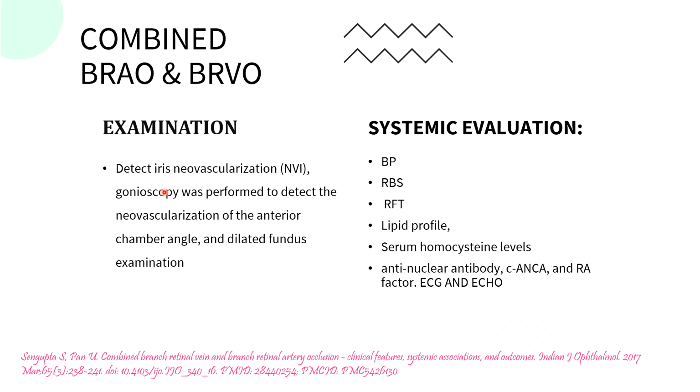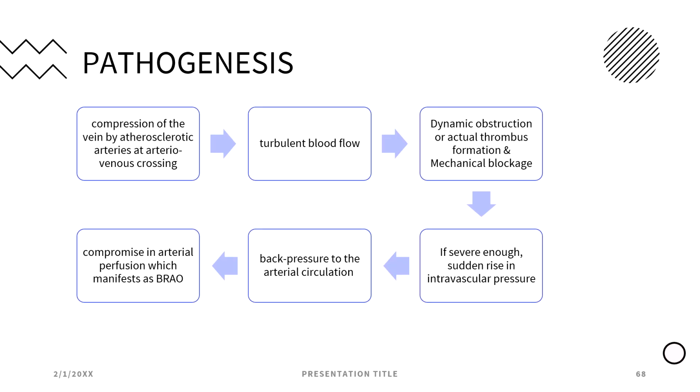First of all, we have to examine for neovascularization. Gonioscopy is performed to detect neovascularization of the anterior chamber, along with a dilated fundal examination. Systemic evaluation includes RBS, BP, RFT, lipid profile, serum homocysteine level, antinuclear antibody, ANCA, and RA factor. ECG and echo are also advised.